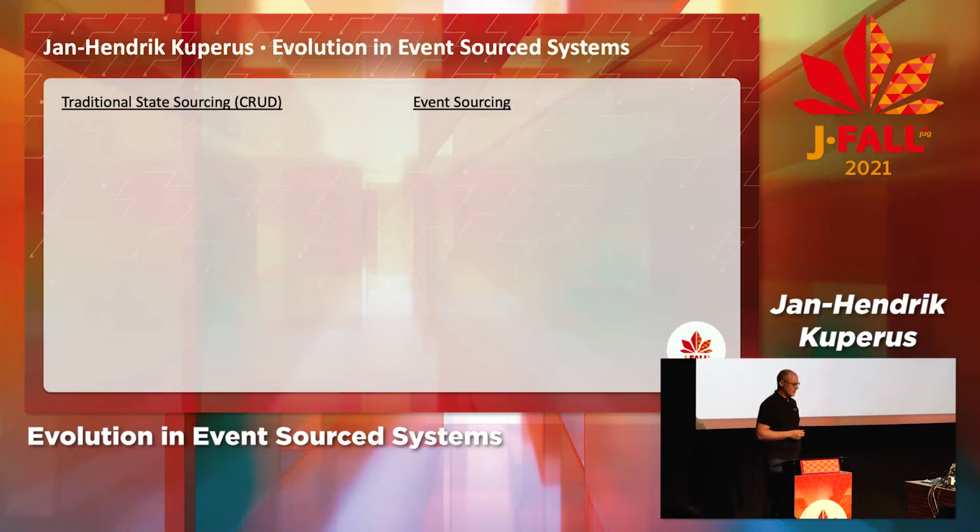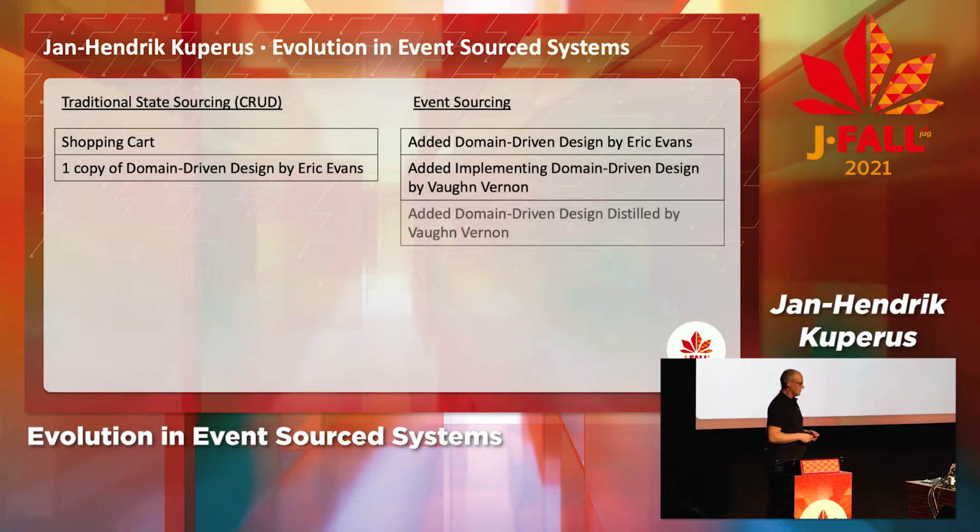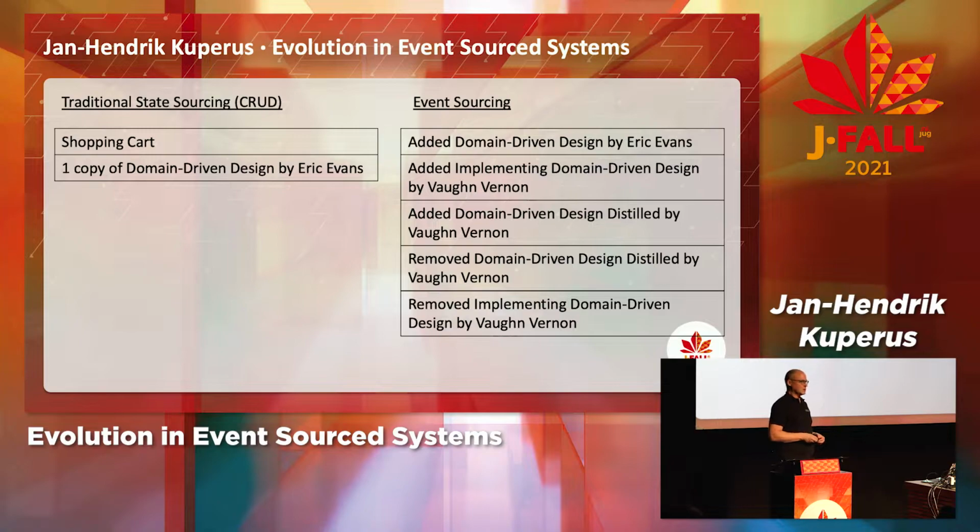Just to visualize for a second, here's a shopping cart. In a traditional system, you might see it just like this: a person just ordered one copy of Domain-Driven Design by Eric Evans. But what you're missing here is that maybe this person was looking at more than one book before he decided to buy it. He added a couple of books and then removed a couple of books and was left with just one in his shopping cart.